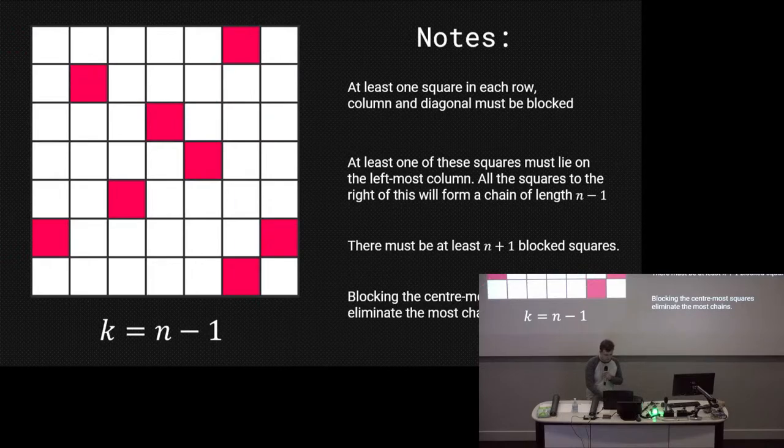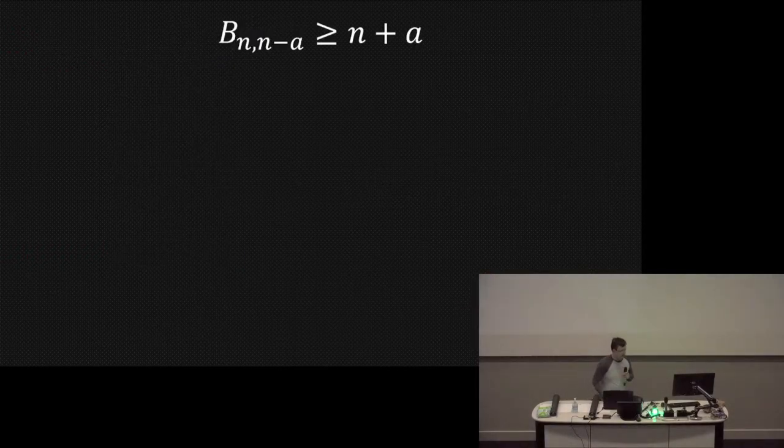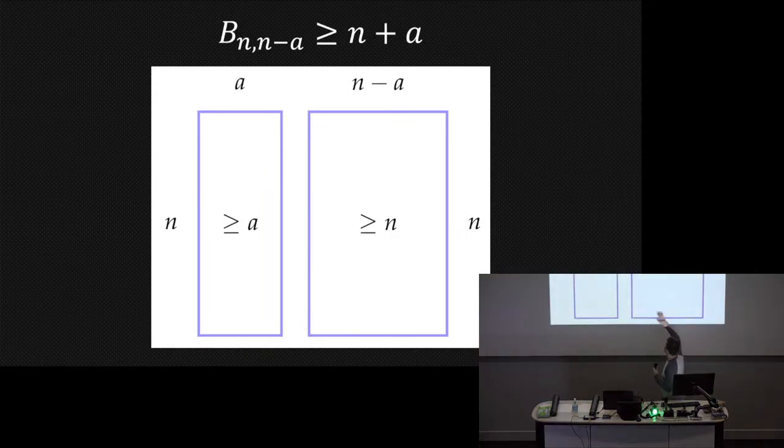In general, we can show that this equation here holds. And what it means is we need at least a more squares if we reduce k by a from n. And that's pretty simple. We just split it into two sections. And we notice that this needs at least a, and this needs at least n squares. But if we had any less, we'd have a contradiction.